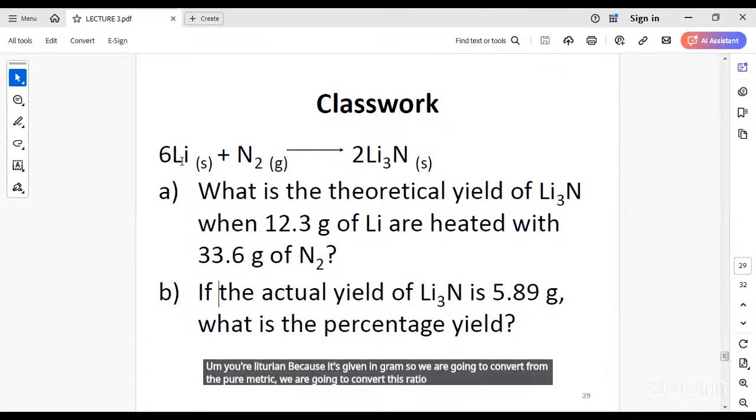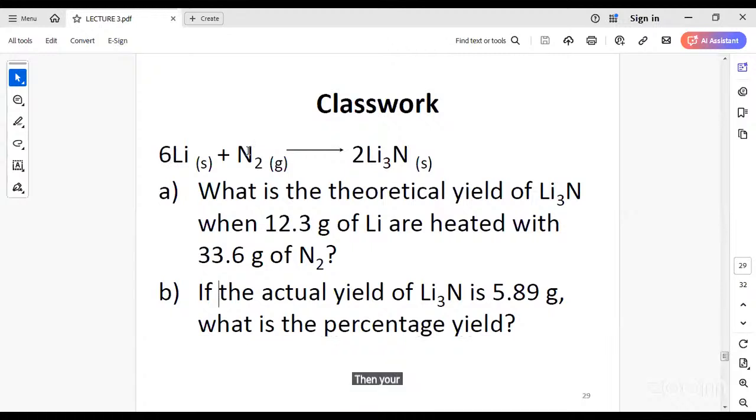Your lithium is 6.9 or 7, that is the atomic mass unit, multiplied by 6. Can we do that calculation for me? Then your nitrogen, of course, is 14, multiplied by 2, that would be 28.